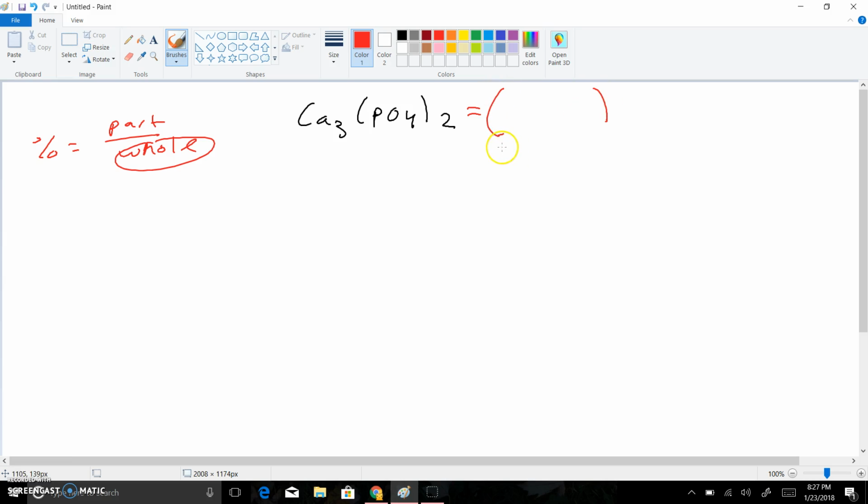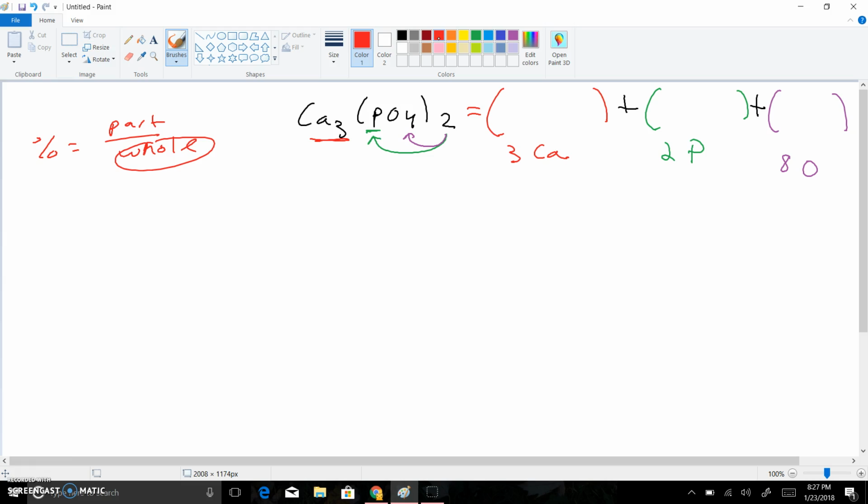On the periodic table, I'm going to have to look up 3 calciums. There's 3 calciums. And I'm going to have to add to that my P's, phosphorus. There are actually 2 phosphorus, 2 P's. And then I'm going to add to that my oxygens. And there happens to be 2 times the 4 oxygens. This is PO with a little 4. 4 times 2 is 8. There are 8 oxygens.